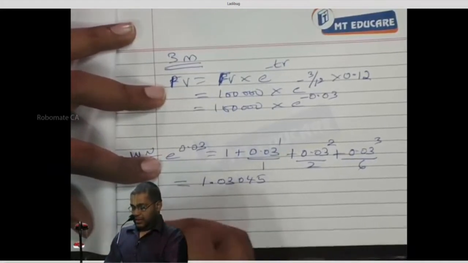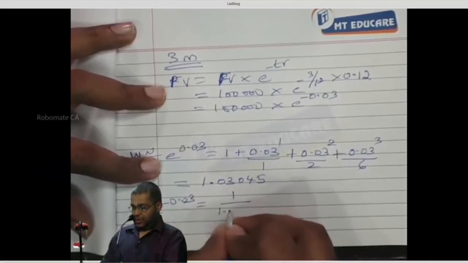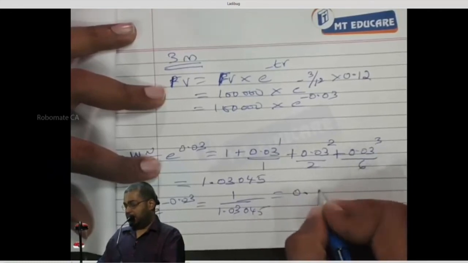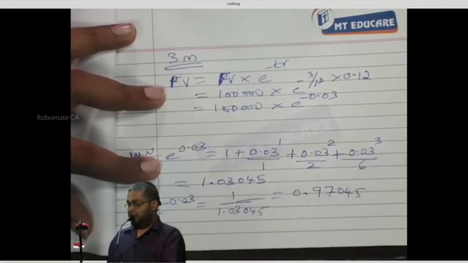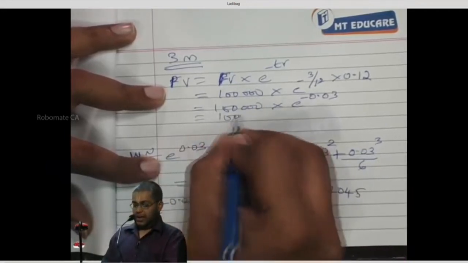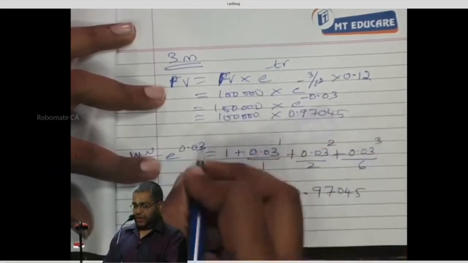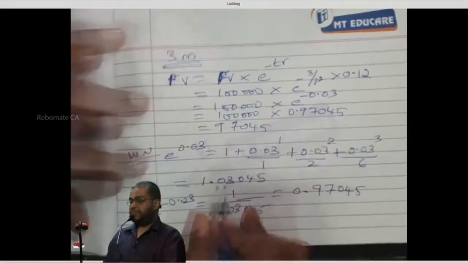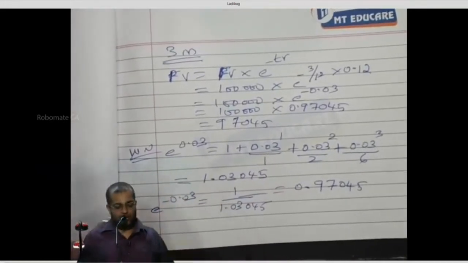Now, e power minus 0.03 is equal to 1 by 1.03045. What is the number here? 0.97045 is equal to 1 lakh into 0.97045, which is 97,045. 97,045. Once again, to confirm our answer, please look at the last page.